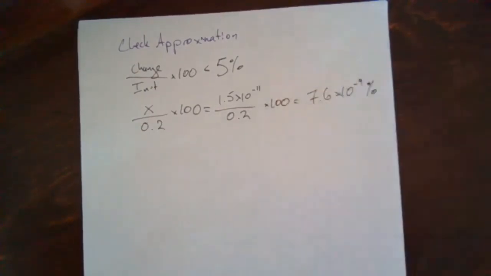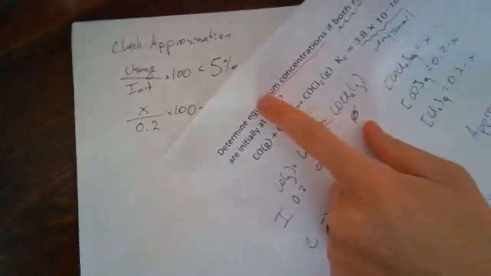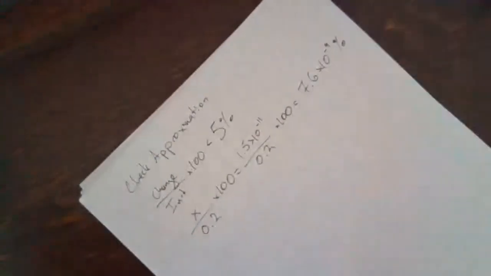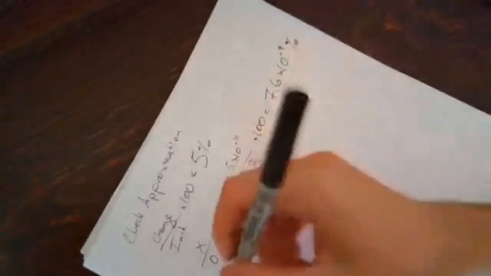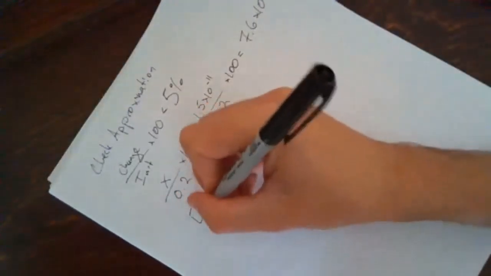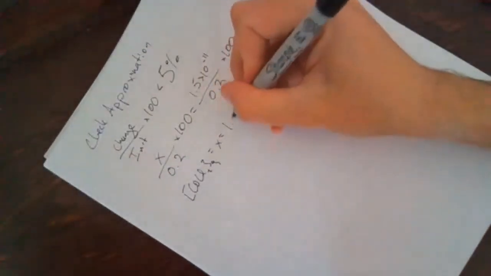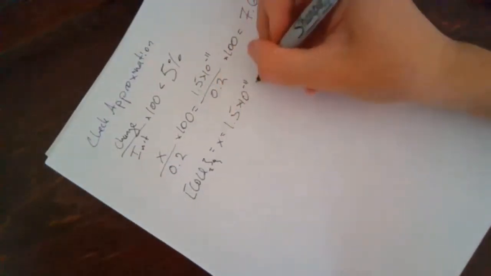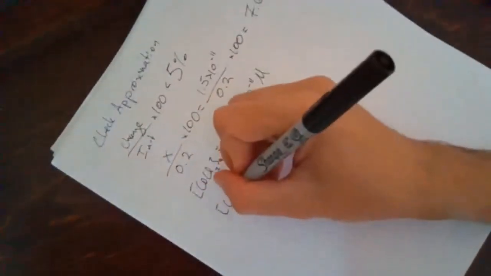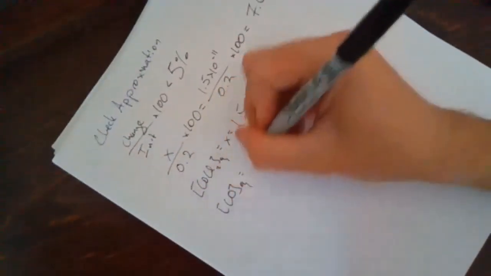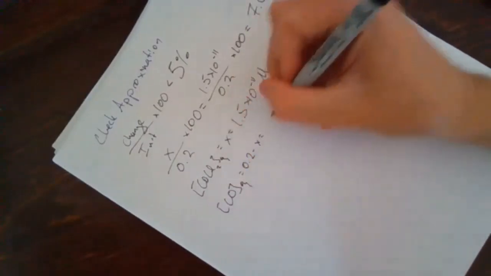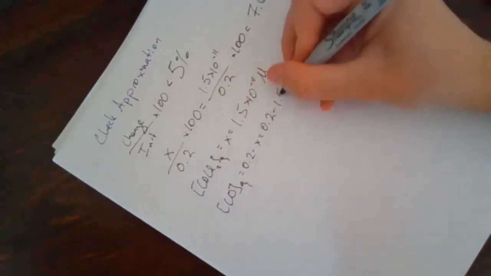Not quite done though, right? What we wanted, we have X, we want equilibrium concentrations. So if we return, we had that the concentration of COCl2 at equilibrium would just be equal to X. So it is the value 1.5 times 10 to the negative 11 molar, not a ton. The concentration of CO at equilibrium was going to be 0.2 minus X. So that is 0.2 minus 1.5 times 10 to the negative 11.